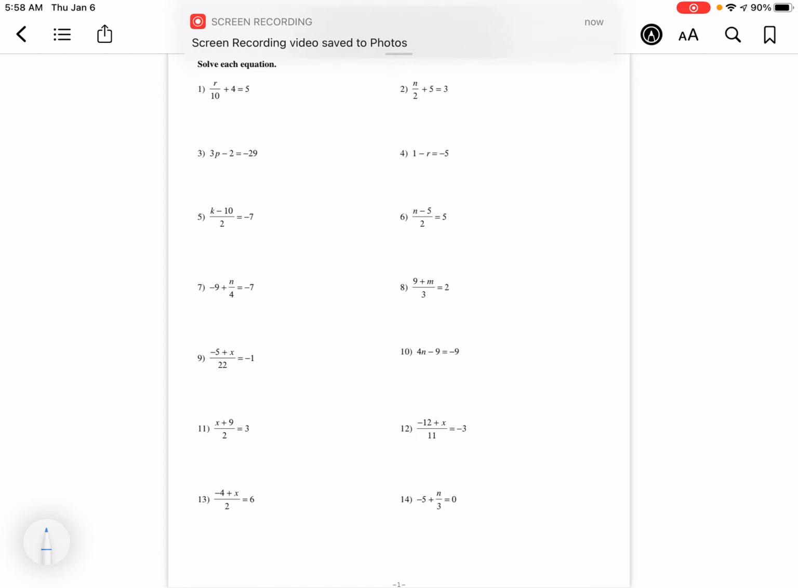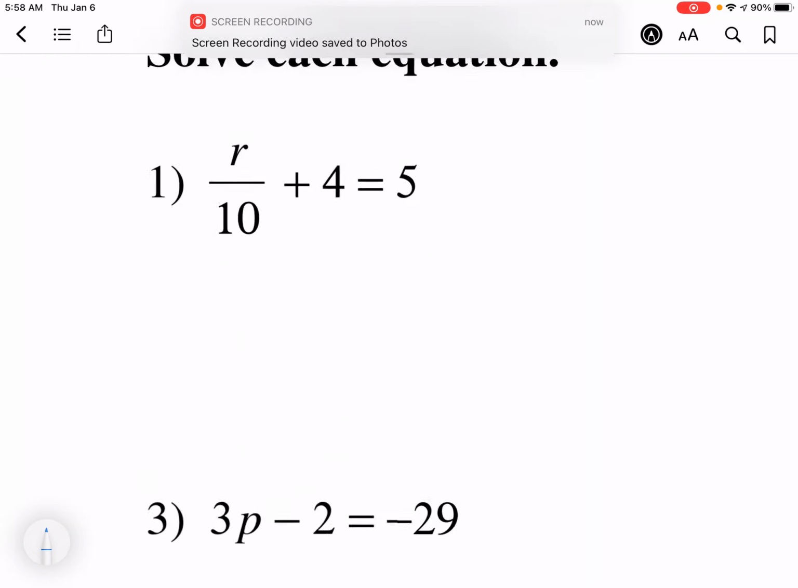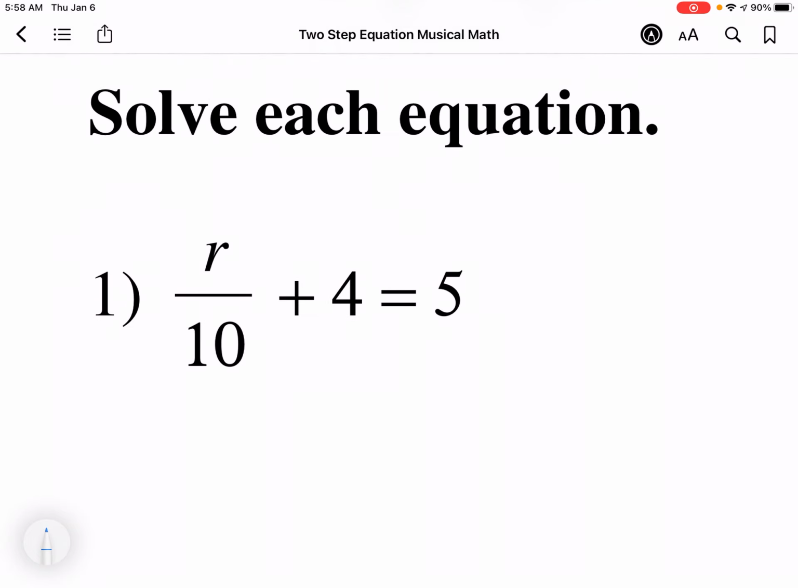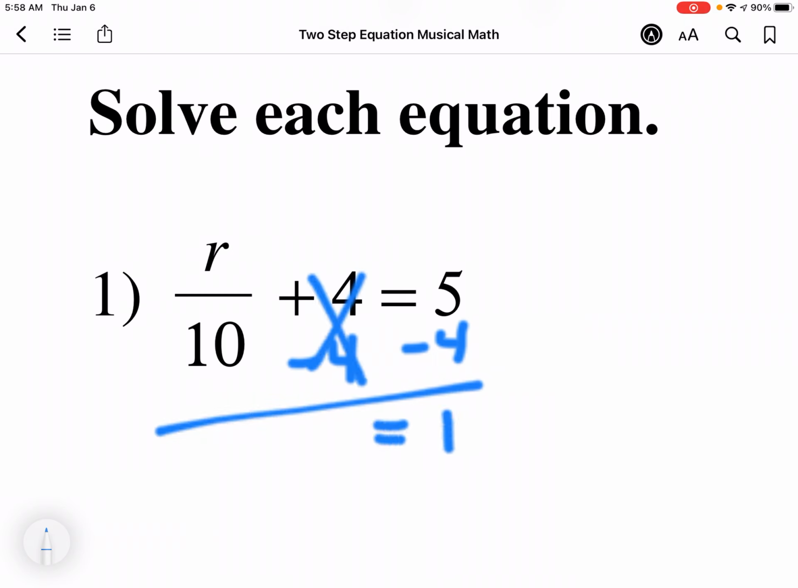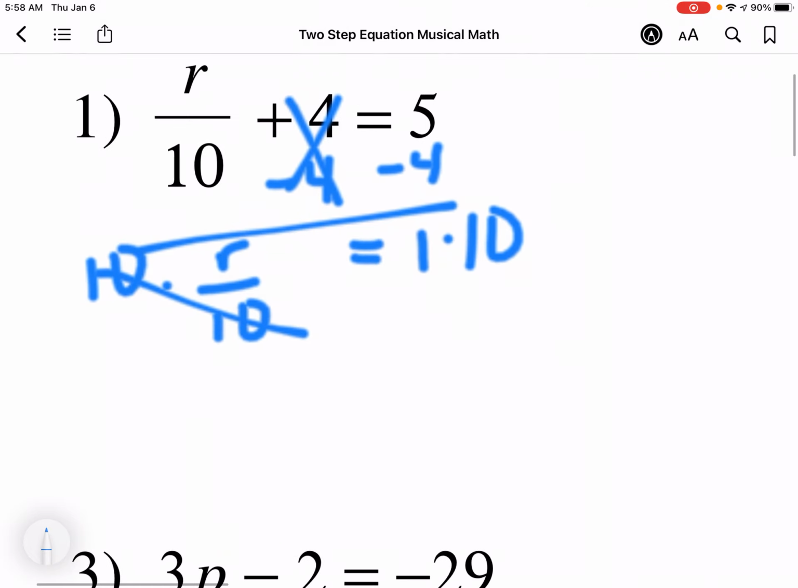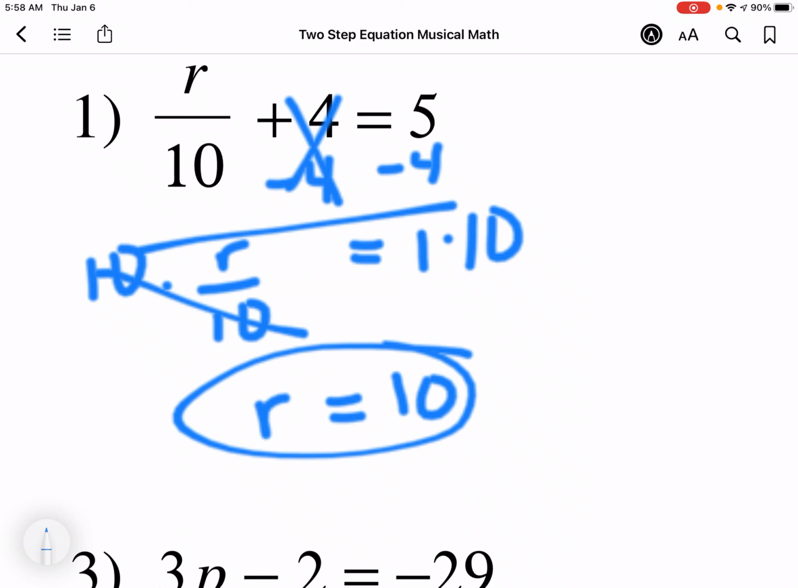If you're doing this at home, you want to make sure you're solving it in a very deliberate way. So our goal every time is to get the variable by itself. So we're trying to get the constant off first. Okay, so then we're multiplying by 10 on each side. So r equals 10.